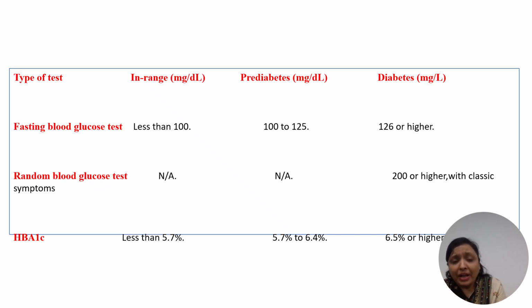If a patient has a fasting blood sugar of 100 to 125 milligram per deciliter, then it is labeled as pre-diabetes. If the HbA1c is 5.7 to 6.4, it is labeled as pre-diabetes. In a diabetic patient, the fasting blood glucose is 126 or more, the random is 200 or more, and an HbA1c of 6.5 or higher is labeled as diabetes mellitus.